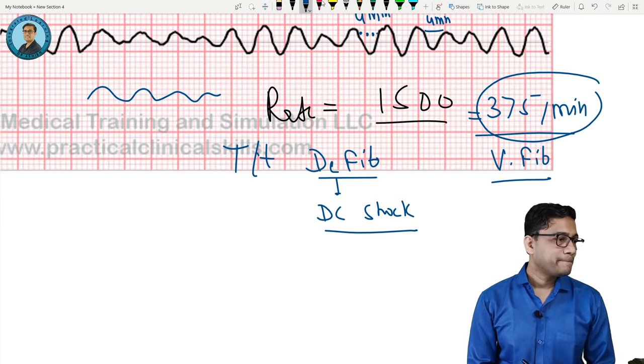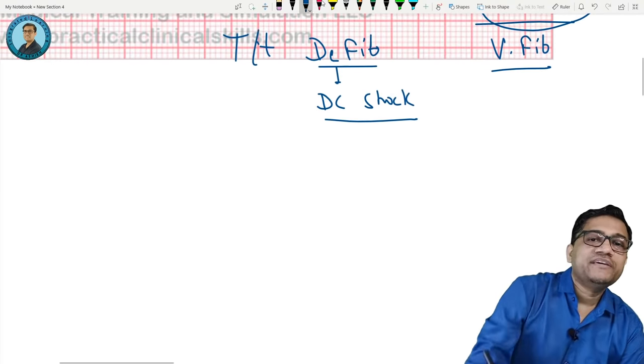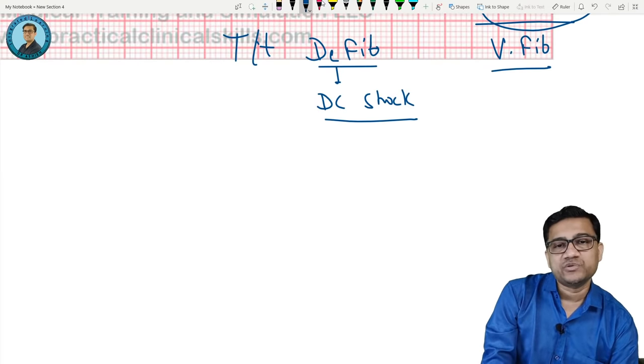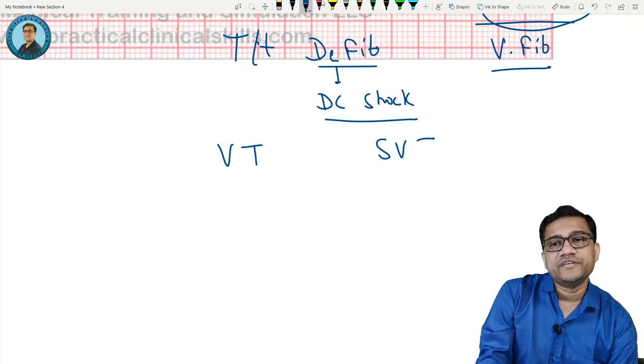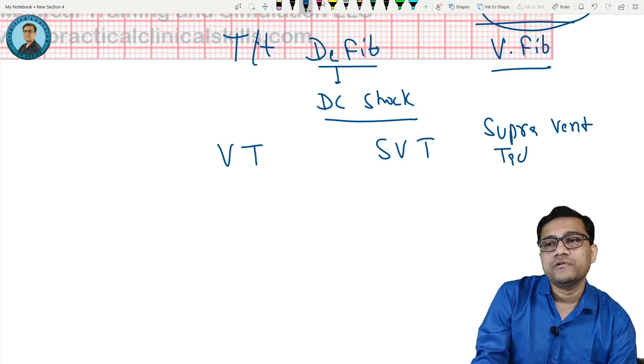Okay, done. Now comes the difference between VT and SVT. Bahut suna hai, ye kya hota hai, batata hu. VT or SVT, what is SVT? It is supraventricular tachycardia. Ventricular.